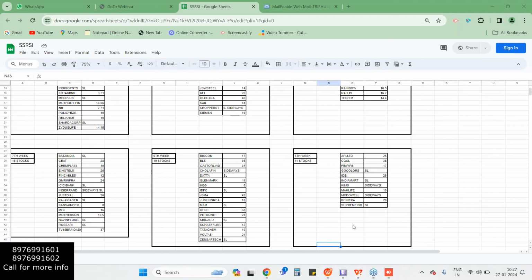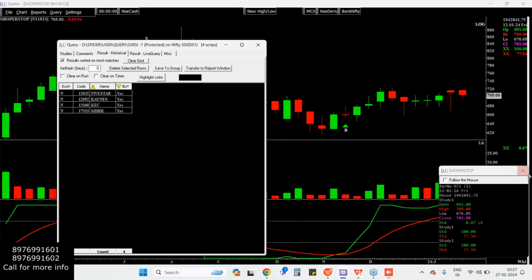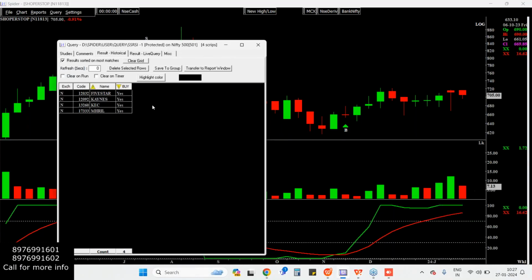This one is for the 5th week, and for the current week, what we'll do is I'll give some stocks that you can trade in the current week as well. So you have to put 0 over here, and then you have to click on run. So these are some of the stocks in which you can take a trade on Monday, because these are the current stocks.